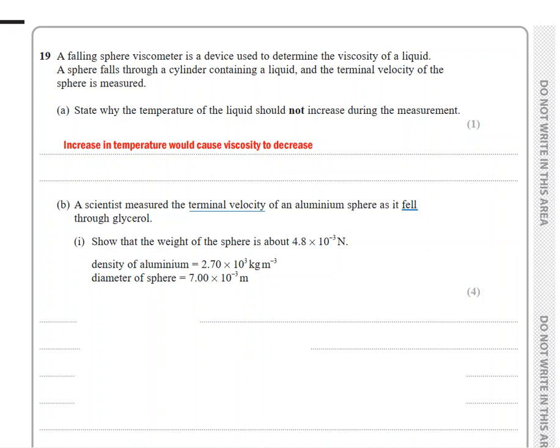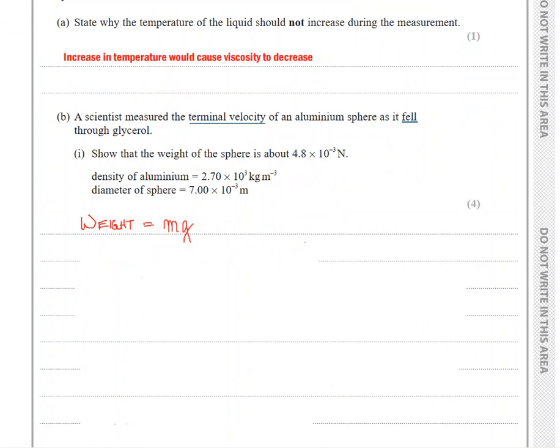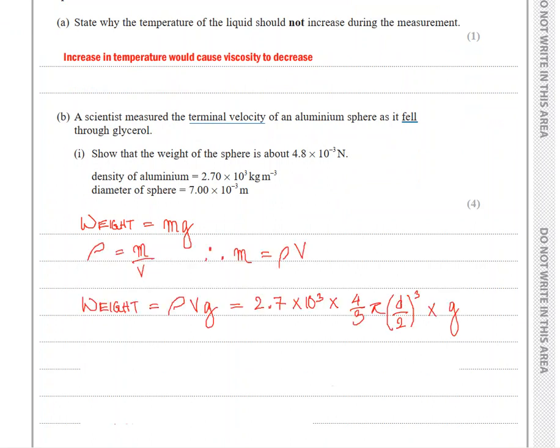So I have density, I have sphere, and for weight I need the equation W equals mg, and the density equation is m by v, so if I make m the subject, it's rho into v. So weight equals rho vg. Where did this come from, everybody? Weight equals mg and m equals rho v. So if I replace m with rho v, I get rho vg.